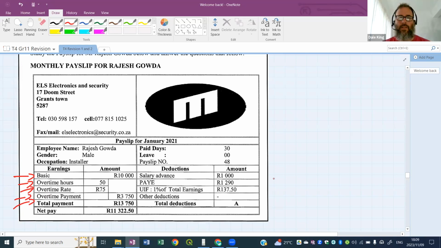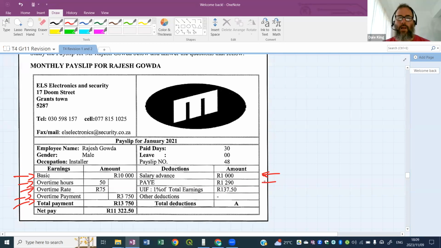On the right-hand side, the deductions, what's going out? We have a salary advance. What that means is this person has asked for 1,000 Rand of their salary before payday. Some businesses and companies do this. You can ask for an advance, and then they will take it off your salary when you get your salary on the 30th or the 25th or whenever you get paid. So the salary advance is money that was borrowed before payday and now needs to be paid back.